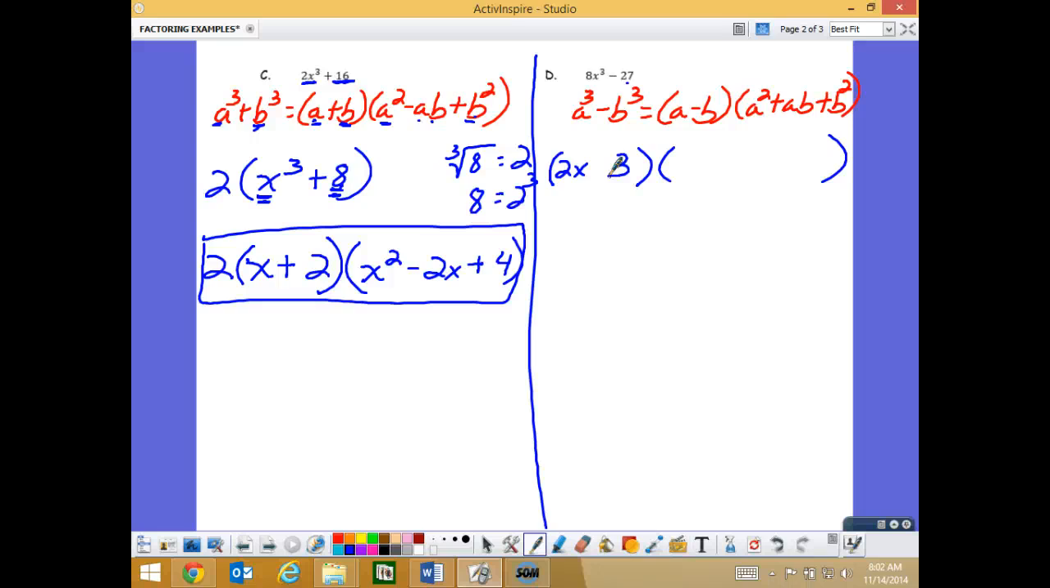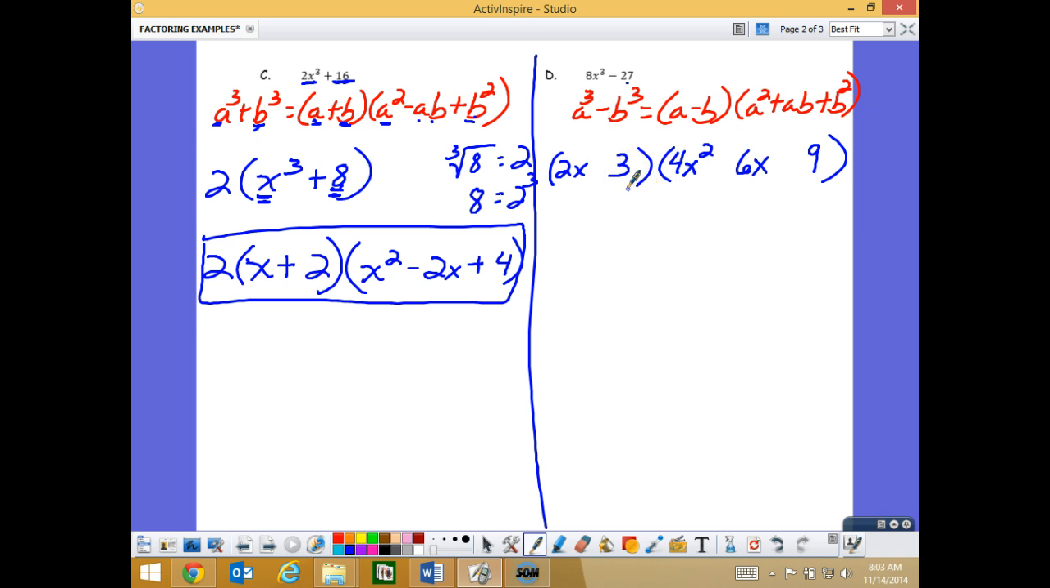All right, then the second set of parentheses, again, it goes square, product, square. Square, product, square. So the square of 2x is 4x squared. Don't forget to square both of them. The product of 2x and 3 is 6x. And the square of 3 is 9. So in that second set of parentheses goes square, product, square.